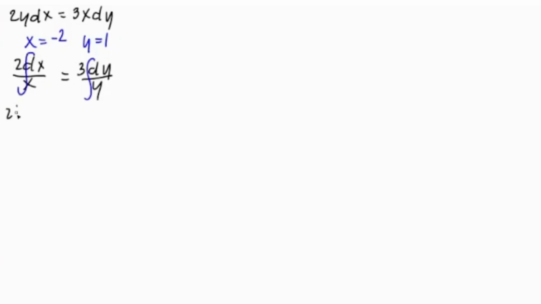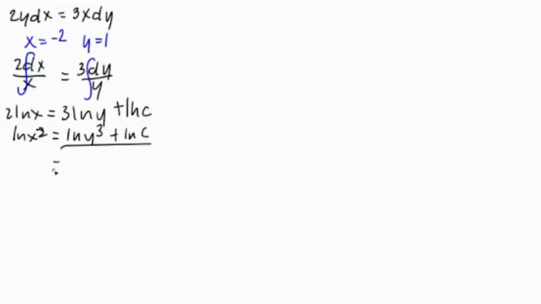Magiging 2 ln x is equal to 3 ln y plus ln c. So, magiging siyang ln x squared is equal to ln y cubed plus ln c. Combine natin tong dalawa, magiging ln c y cubed ln x squared. So, x squared is equal to cy cubed.